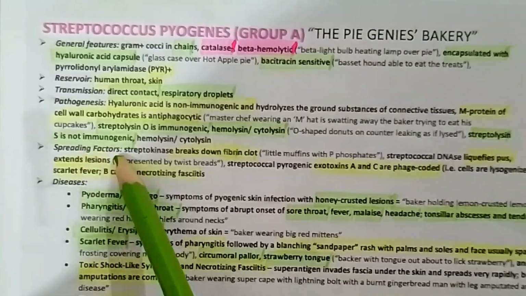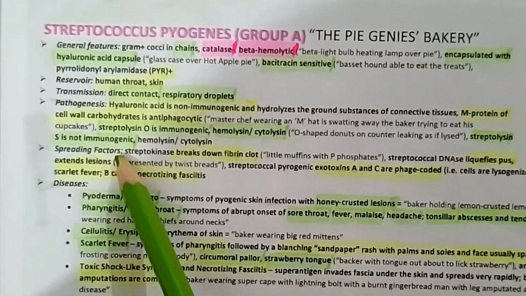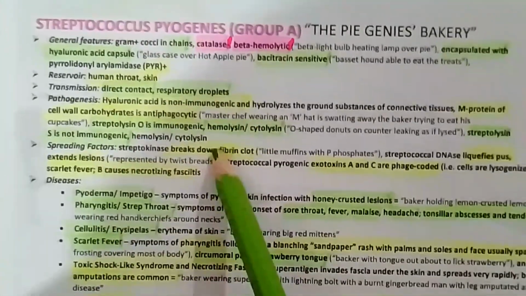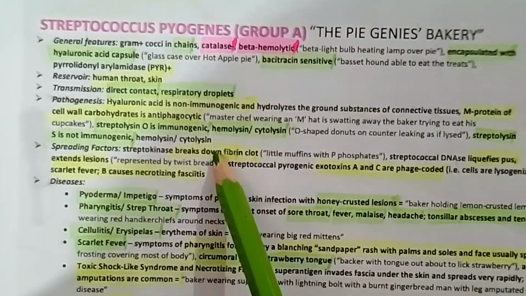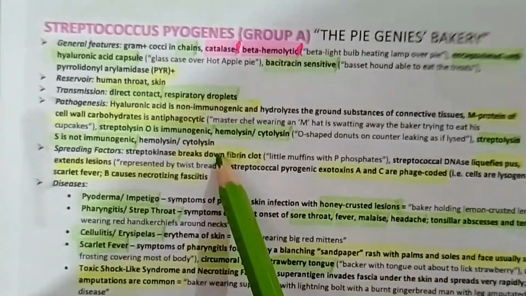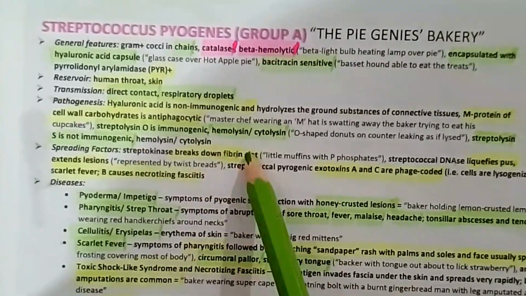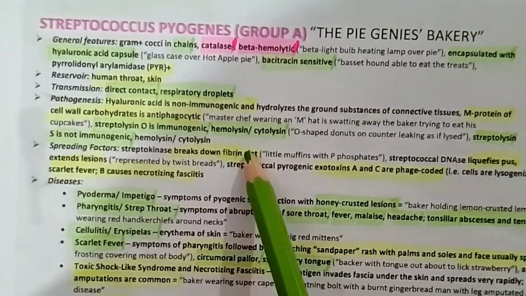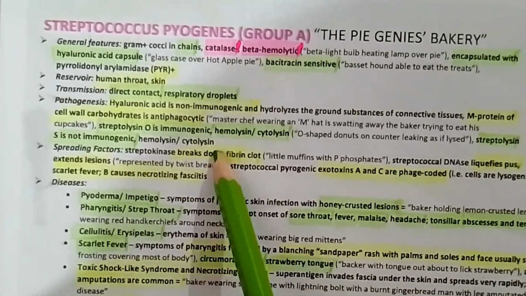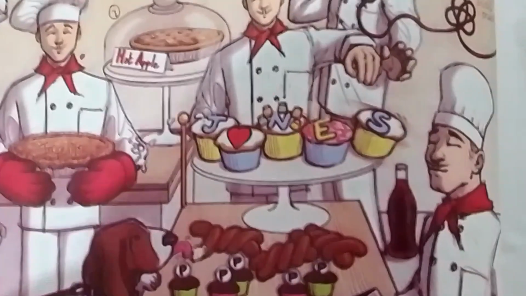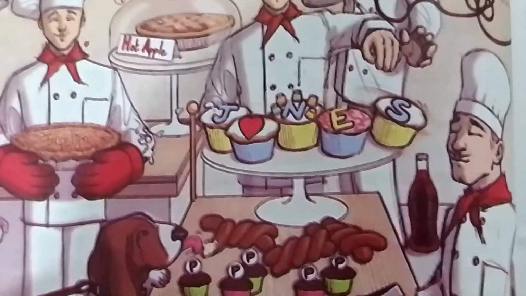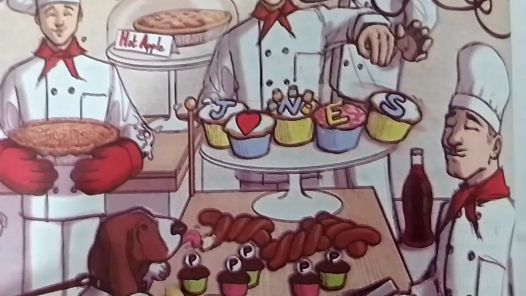Then what are the spreading factors? There is another enzyme, streptokinase, that breaks down the fibrin clot, which is actually preventing the spread of the infection. When this fibrin clot is broken down, the infection will spread to the far sides. And you can see streptokinase is represented by these cupcakes that have the P, or phosphate group, on them.